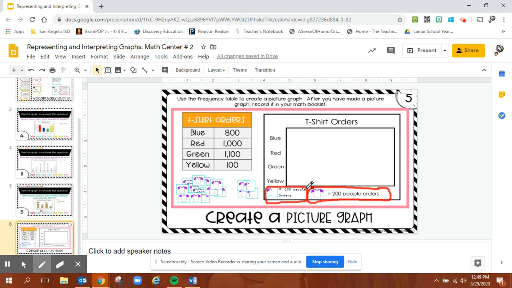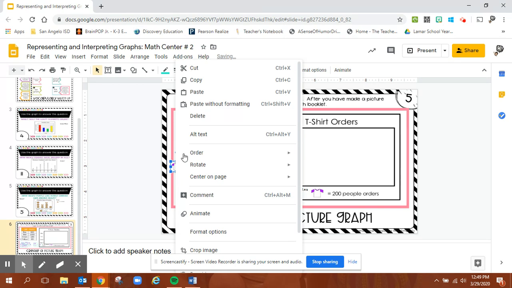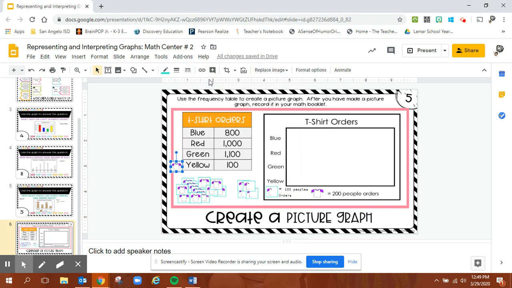Okay, so I'm going to do the first one with you together, and then I'm going to let you solve the rest of them. And if you need an extra t-shirt because you accidentally deleted it, you can take one of these right here, right click and press copy, okay? And then you can paste it.